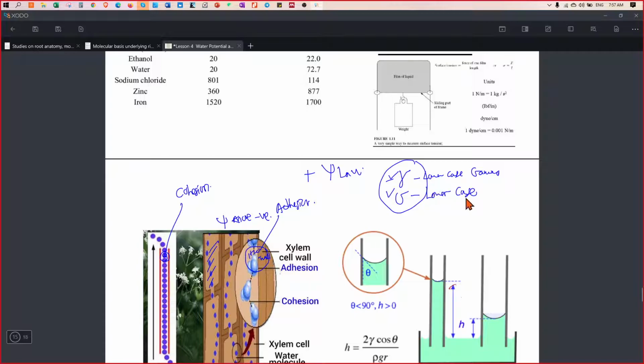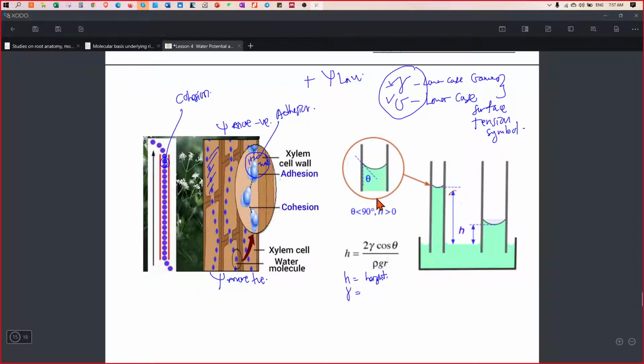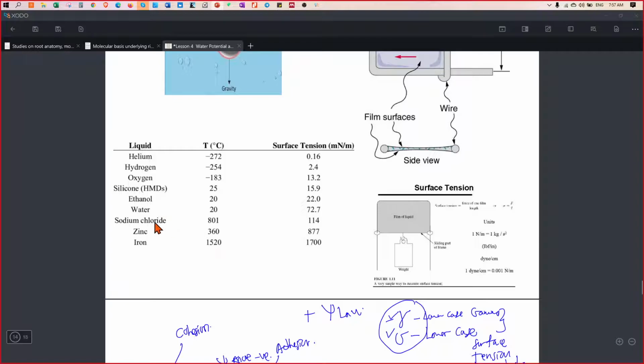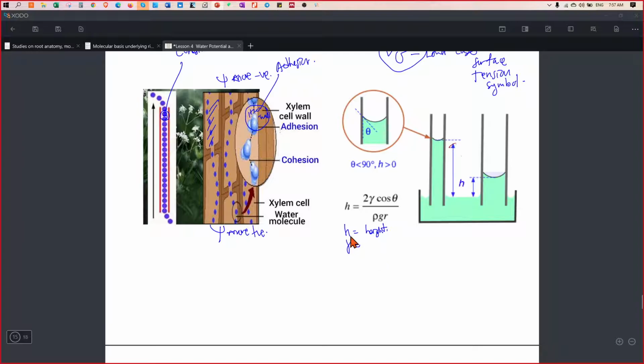In either case, this is the symbol of surface tension. When you want to calculate the height of the water, you need to know the surface tension of water. How do you know? This is the reading, the value that you need later.